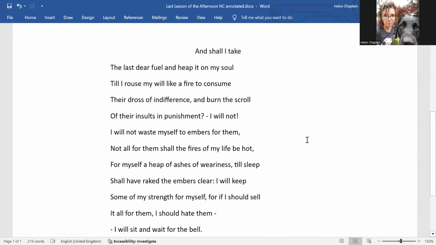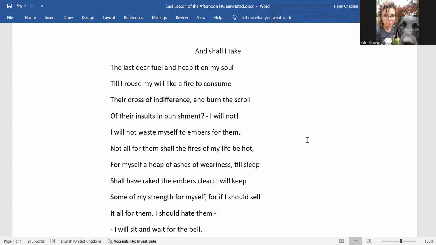And then in the second stanza, he questions how he should react. How is he going to react? And here his extended metaphor of burning and fire is talking about his energy and his energy reserves, and how is he going to spend them? Is he going to burn them up on these students, or is he going to keep that heat for himself? And he comes to the conclusion that actually if he expends all of his energy on these students who don't care, then he will start to hate them.